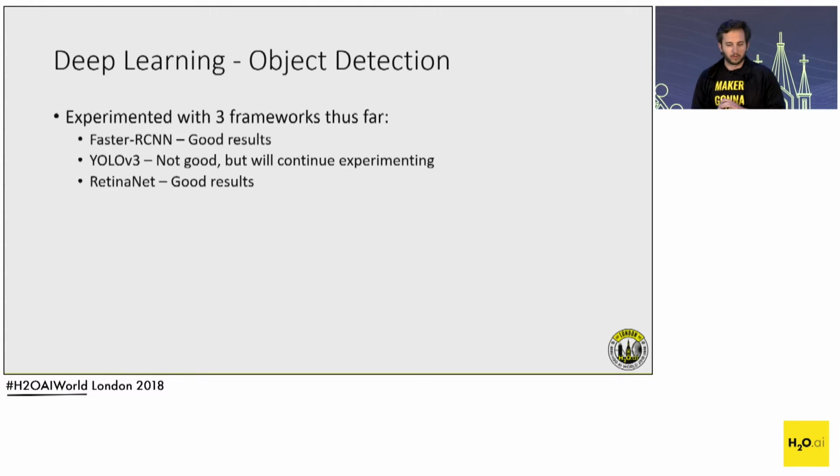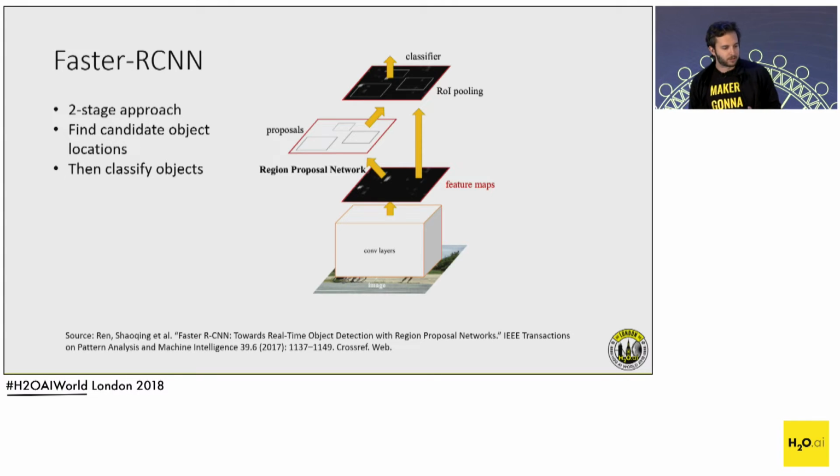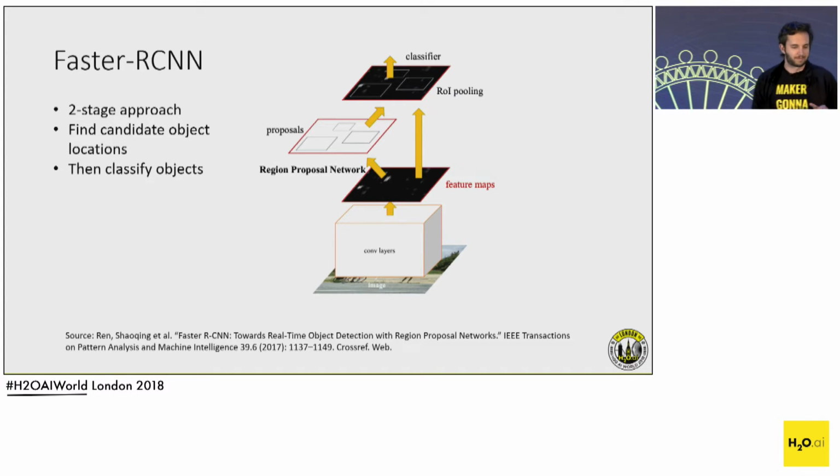So far, we've experimented with 3 different frameworks. We've done Faster-RCNN and RetinaNet, which have both shown some promise so far. We've also tried YOLO v3, which hasn't been that great yet, but we'll keep trying. I'll talk briefly about Faster-RCNN and RetinaNet, since those 2 have worked kind of the best so far, and they have slightly different takes on how to find objects.